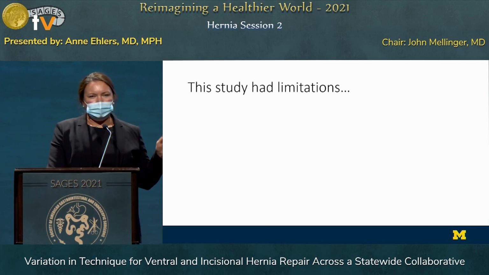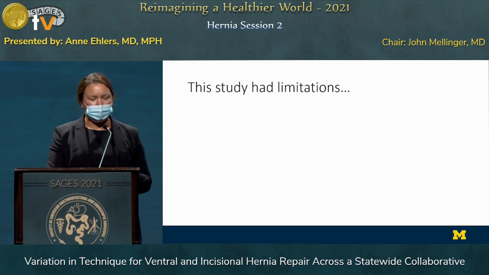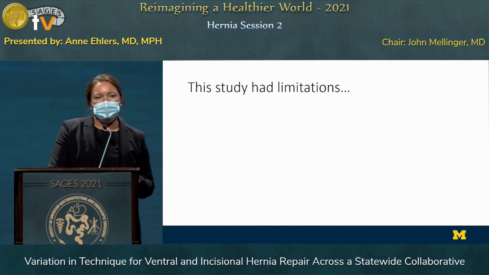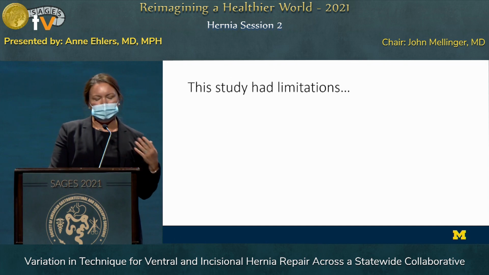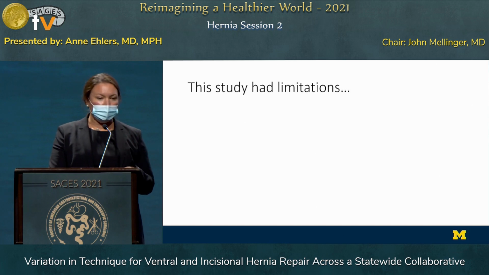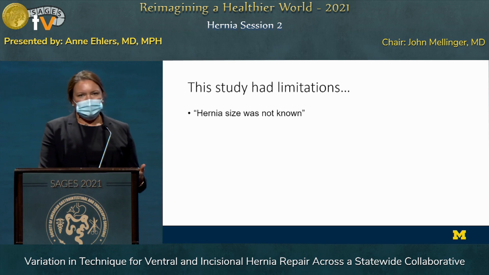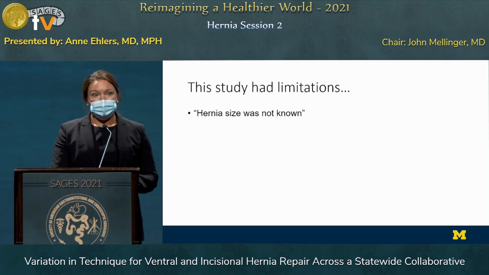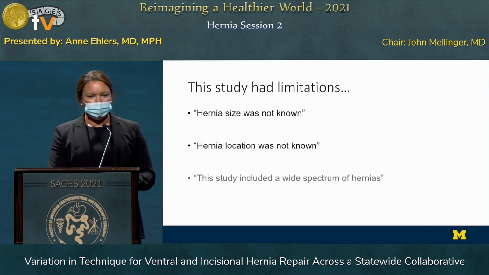So usually we save limitations for the end of our study, but I'm starting out with them because, as we've seen in a lot of the studies presented, even in this session, one thing that can often hamper our ability to interpret them is that while we have great data about the patient's age, their gender, their comorbidities, we often lack very basic information about the hernia. So, for example, when using large databases or even some existing clinical registries, we often don't know how big the hernia was. We don't know where it was located. Was it in the midline, in the epigastrium, not in the midline?